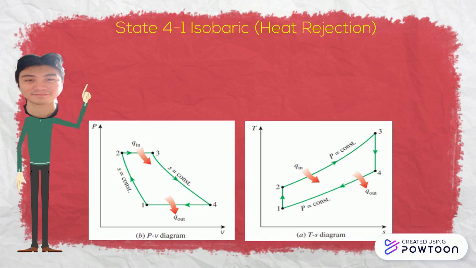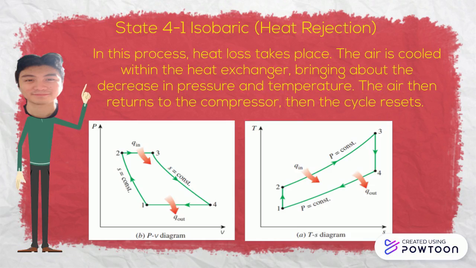State 4 to 1, isobaric heat rejection. In this process, heat loss takes place. The air is cooled within the heat exchanger, bringing about a decrease in pressure and temperature. The air then returns to the compressor, then the cycle resets.